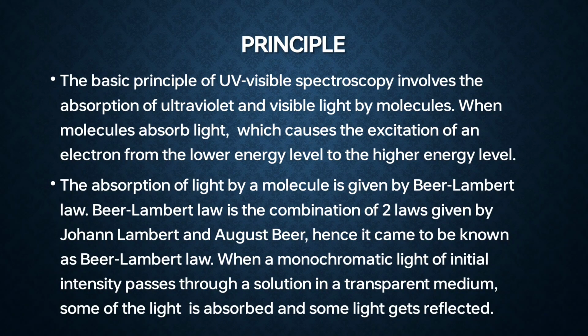Beer-Lambert's law is a combination of two laws given by Johann Lambert and August Beer, hence it's known as Beer-Lambert's law. When a monochromatic light, that is a single color of light, of initial intensity passes through a solution in a transparent medium, some of the light gets absorbed and some light gets reflected.